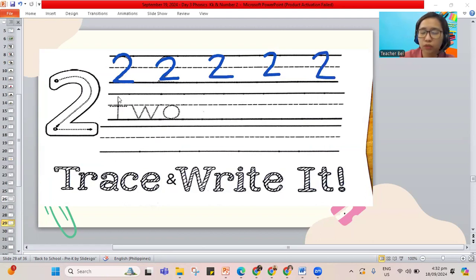Next, what about the word? T, W, and letter O, that is 2. Again, let's spell it out. T, W, and O.